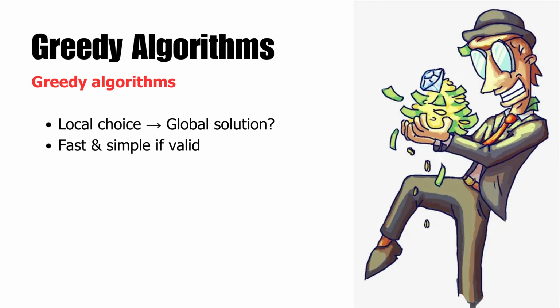Greedy algorithms make the locally optimal choice at each step, hoping these choices lead to globally optimal solutions. They're typically simpler and faster than dynamic programming, but don't always work unless the problem has specific properties. When they do work, they provide elegant and efficient solutions.